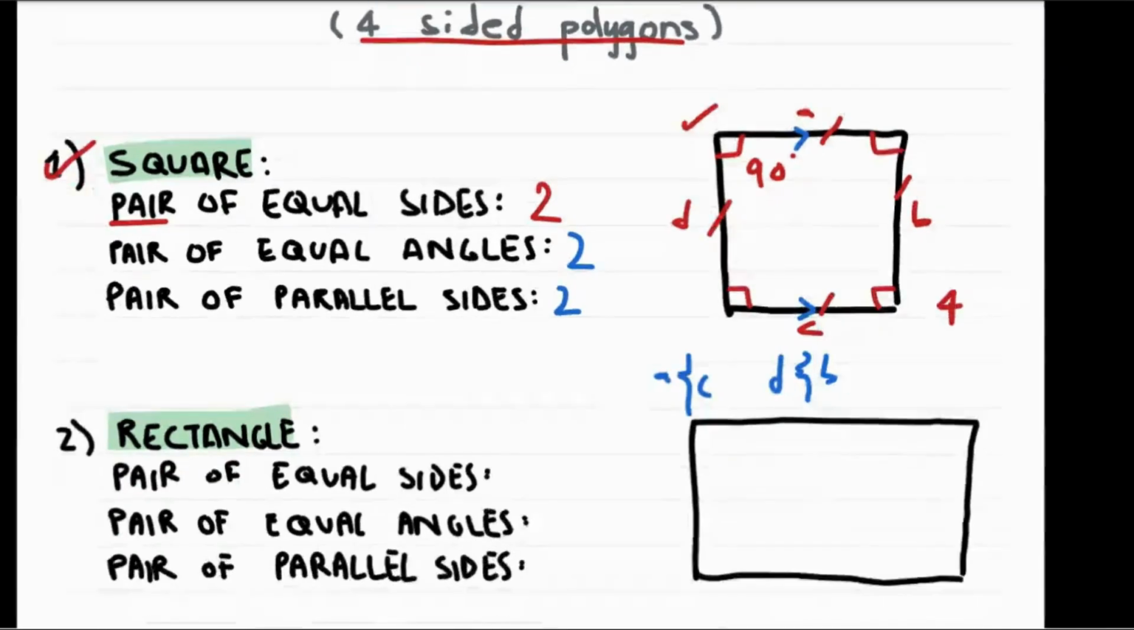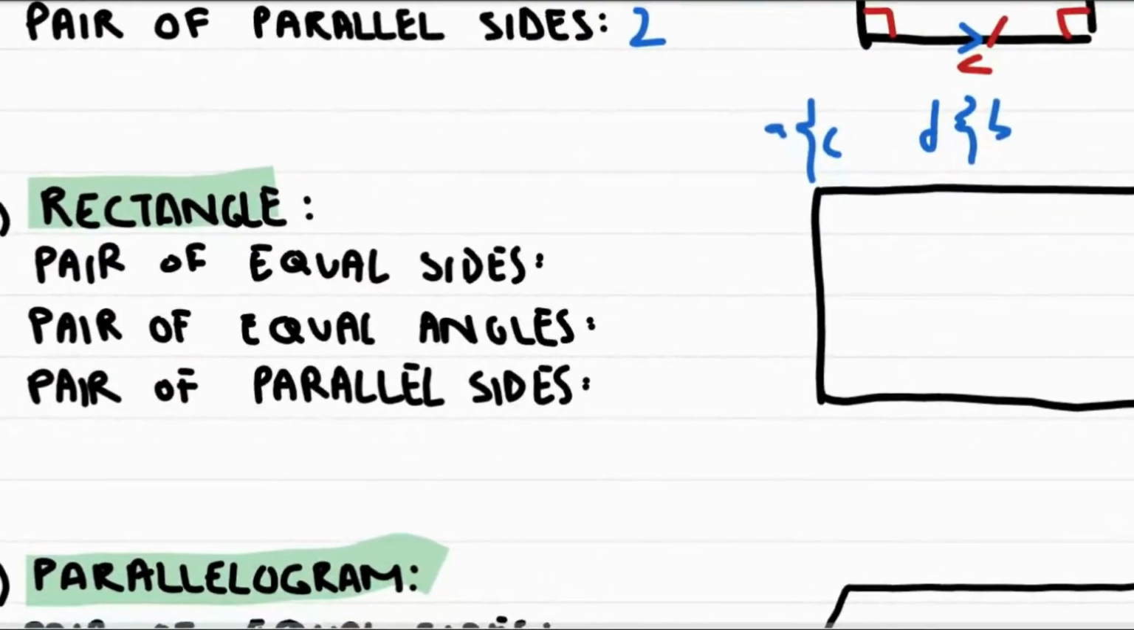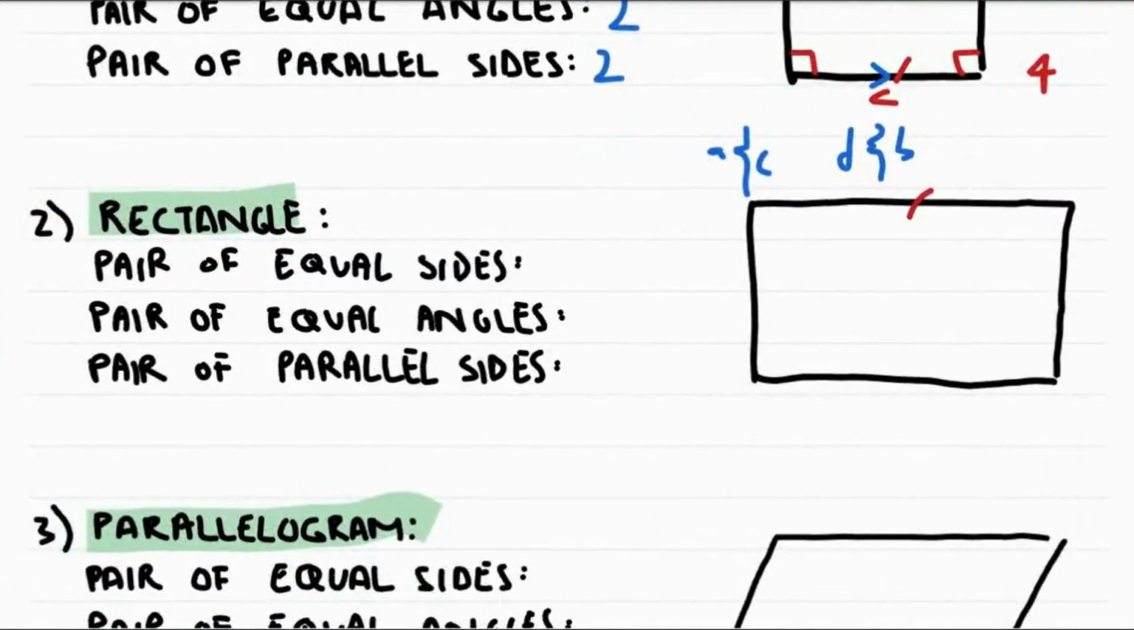Right, now knowing this, let's move on to the next shape. A rectangle is also going to have two equal sides, right? This side and this side would be equal, and this side would be equal in length, right? So that gives us two pairs of equal sides. And now let's talk about angles right here. Now in a rectangle, all of these are going to be 90 degrees as well. So this would also give us two pairs of equal angles.